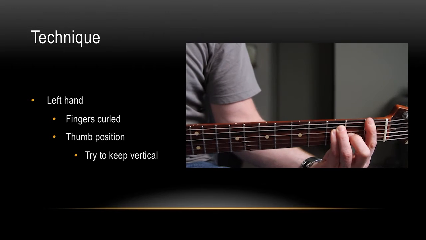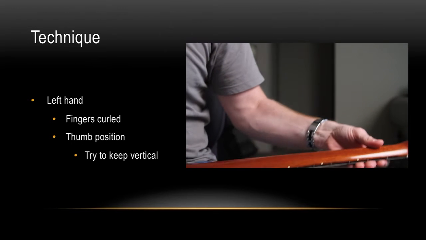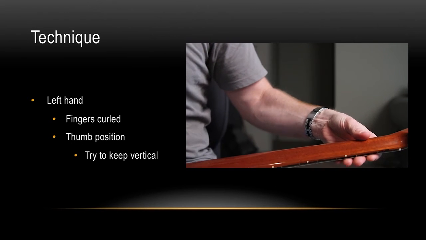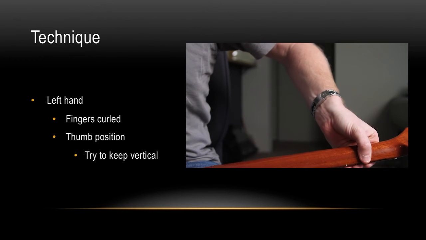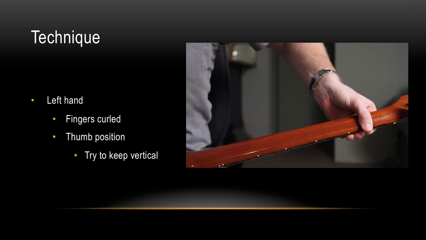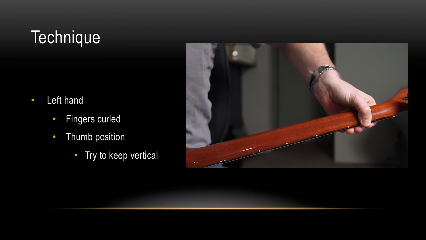And generally my thumb is going to be in a vertical position, so keep that also in mind. And it's also generally going to be locked unless it's on the top portion of the guitar, the neck of the guitar. Then it's going to be slightly bent.